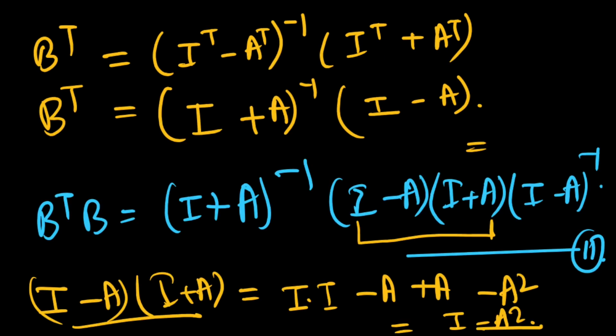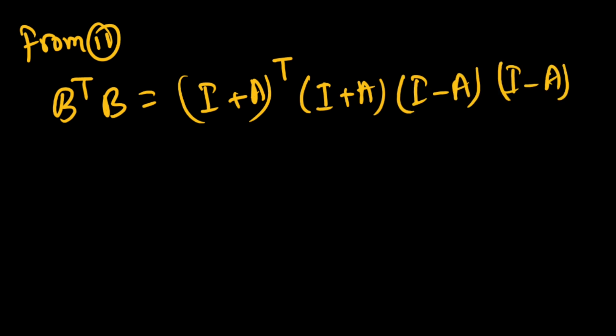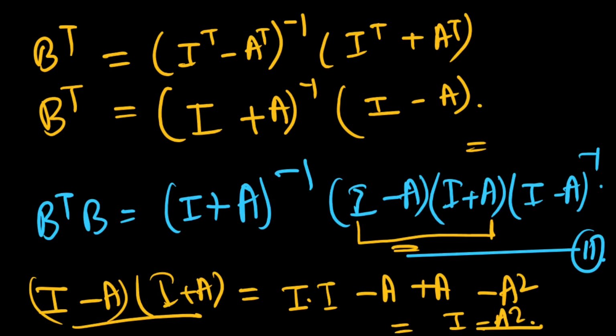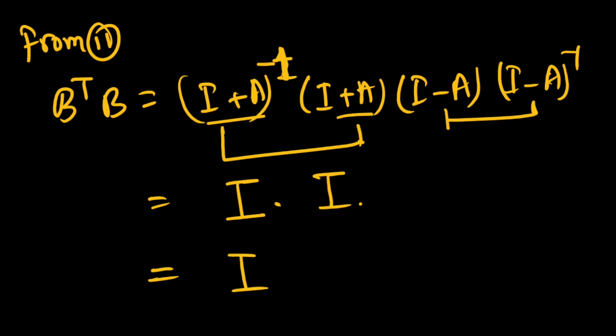So from equation 2, we use here (I minus A) multiplied by (I plus A). So we write here (I plus A) multiplied by (I minus A). Therefore from 2, B transpose B we can write (I plus A) transpose and (I minus A), that is (I plus A) multiplied by (I minus A) inverse, multiplied by (I minus A). So that is inverse, not transpose. So that is (I plus A) matrix inverse, that will be the identity, and also the (I minus A) matrix and the (I plus A) matrix, that also gives the identity matrix. So that is equal to the identity matrix.